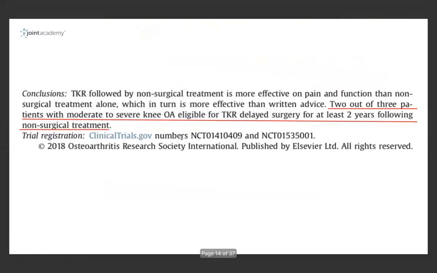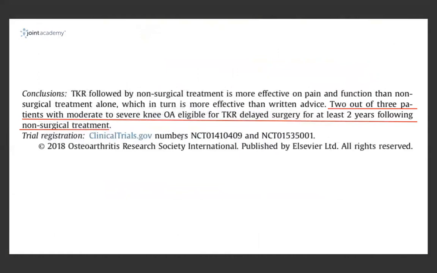And so what they found was 2 out of 3 patients with moderate to severe knee OA eligible for total knee replacement were able to delay their surgery for at least 2 years following non-surgical treatment. So they followed these people for 2 years, and after 2 years, they still didn't feel that knee replacement was necessary.